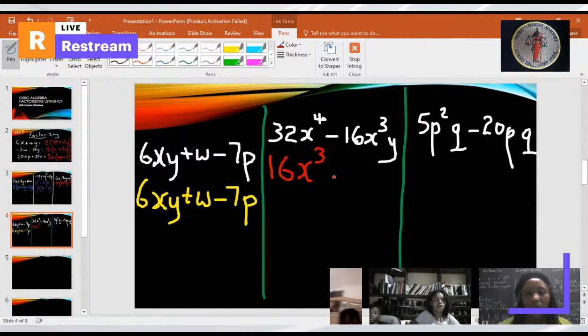Oh, yeah. Remember the laws of indices say, when we're multiplying and the base is the same, we add the powers. Yes, miss. So x cubed times x is x to the fourth power, right? Yes, miss. So x to the fourth power divided by x to the third power would leave x.